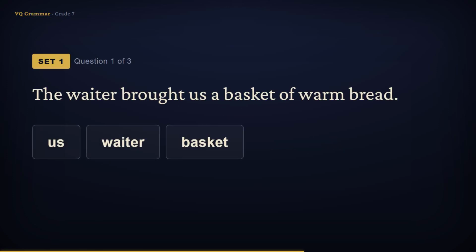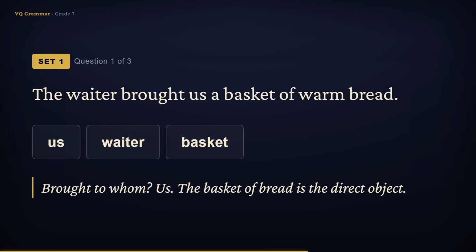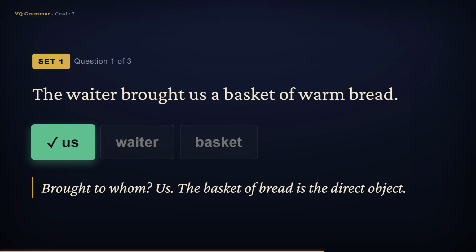The waiter brought us a basket of warm bread. Find the verb first, brought. Now ask, brought to whom? To us. The basket of bread is the direct object, the thing brought, and us is the indirect object, the ones it was brought to. So the answer is us.